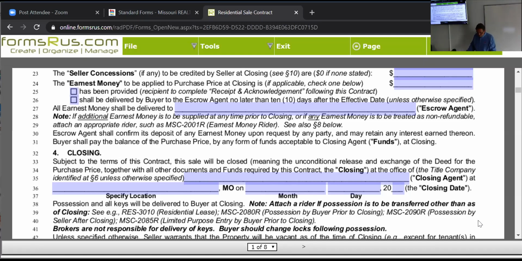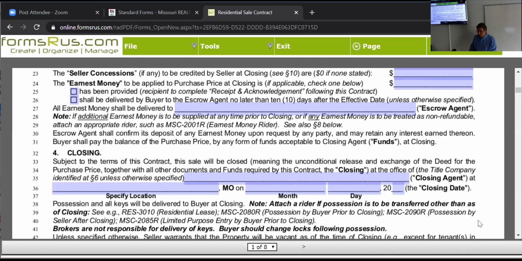On number 4, on the closing: subject to the terms of this contract, this sale will be closed. And it's important to know that that means the unconditional release and exchange of the deed for the purchase price, together with all other documents and funds required by this contract. That's what the closing is. So you really don't have a closing until the funds are exchanged.